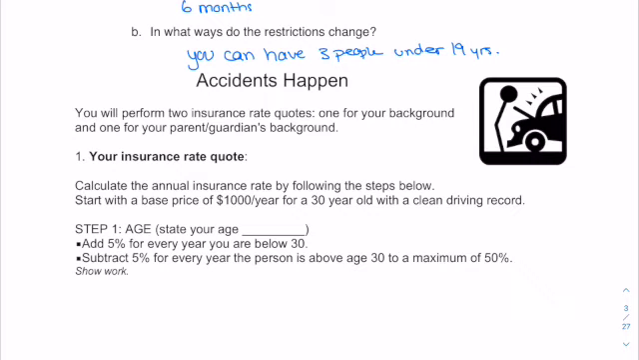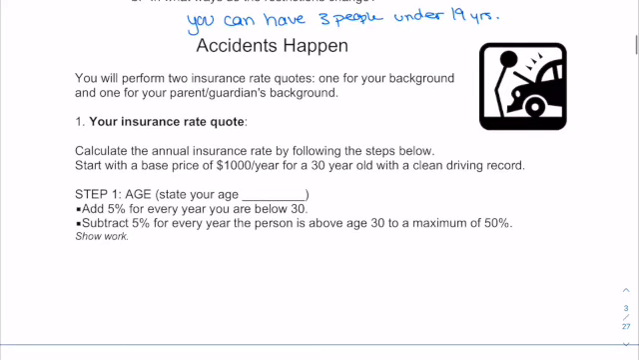So your insurance rate quote is, we're going to calculate the insurance rate by following these steps. So we're going to start with $1,000 a year for someone who's 30 years old with a clean driving record. Now we're going to have the age. Let's presume that you are 17. And we're going to add 5% for every year you're below 30.